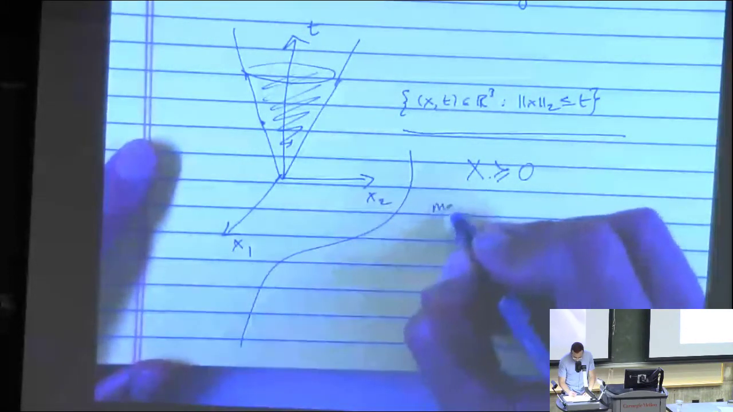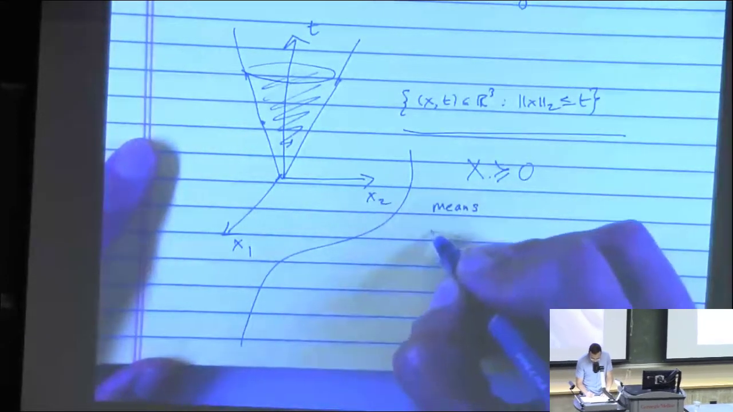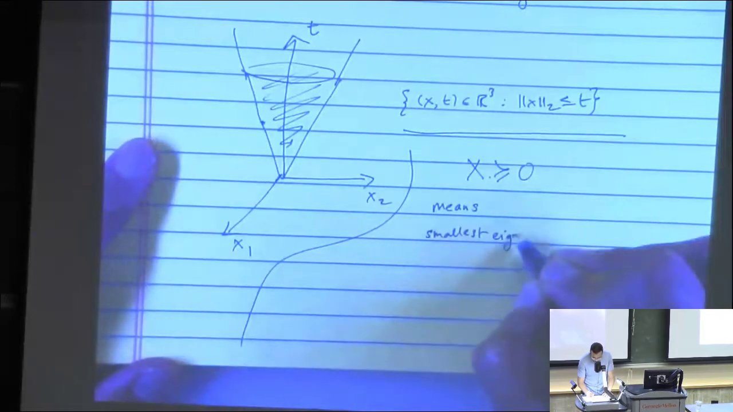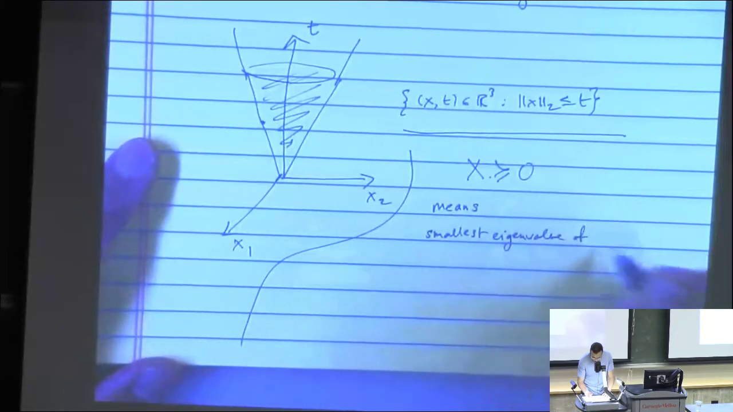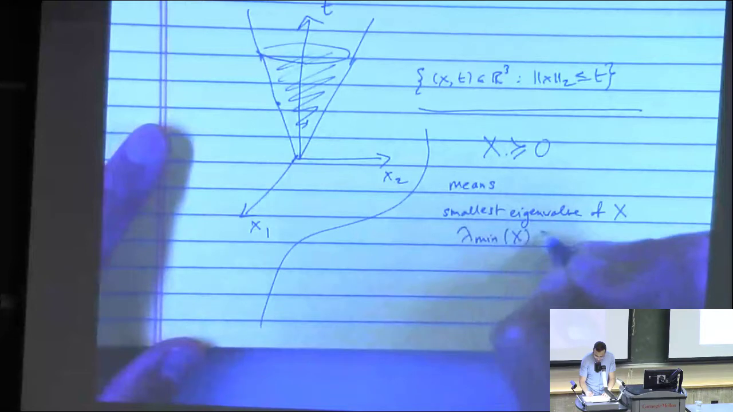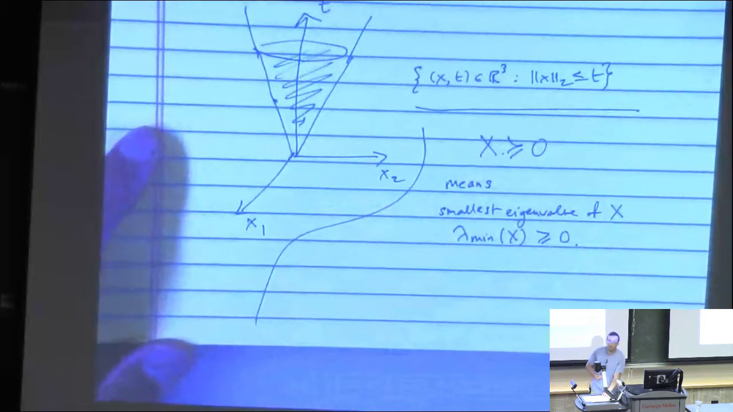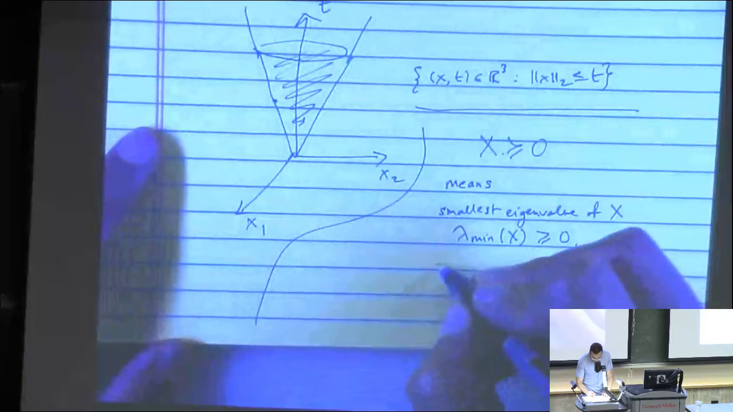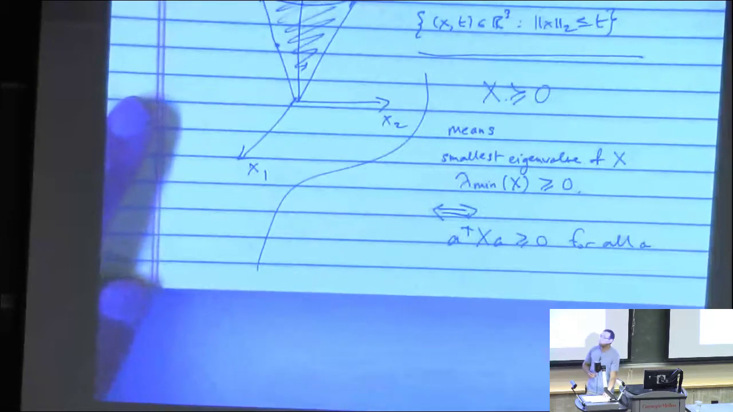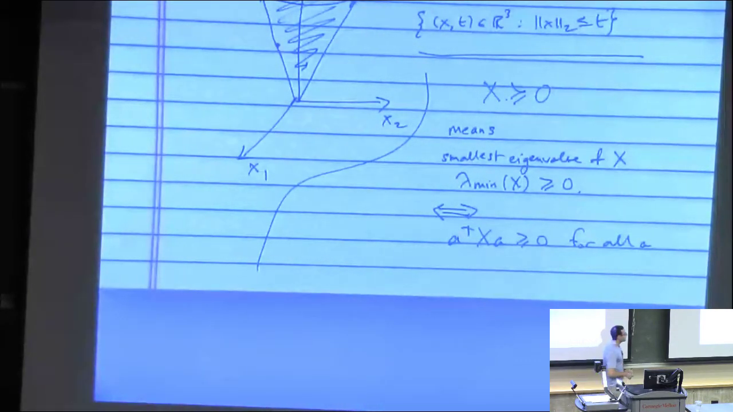This means that the smallest eigenvalue of x, which sometimes we'll denote by lambda min of x, is not negative. It equivalently means that A transpose XA is non-negative for all A. Two equivalent definitions for positive semi-definiteness.